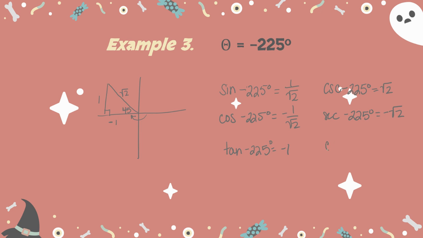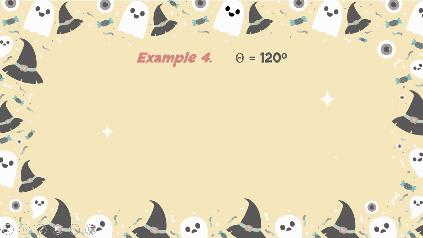And then don't forget to be careful about your negative signs as well. Don't lose those or forget them, okay? It's kind of important. So now we have 120, and that is going to be in the second quadrant. And the distance from 180 to 120 is 60. So I have a 30, 60, 90.